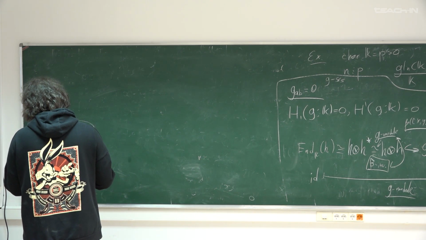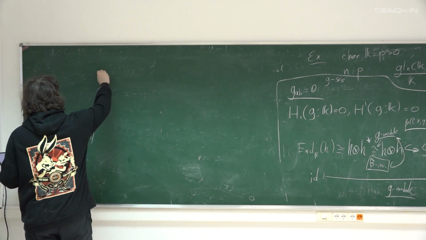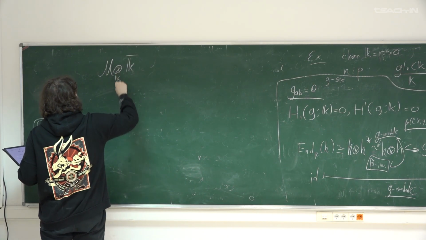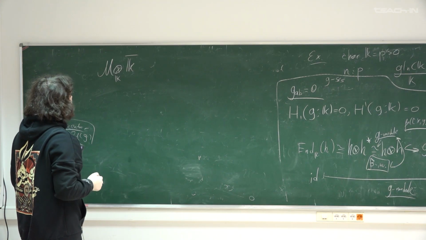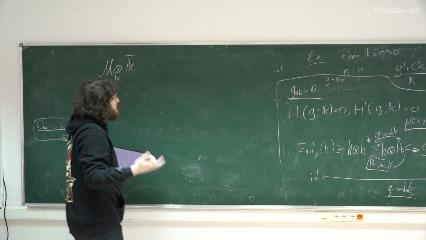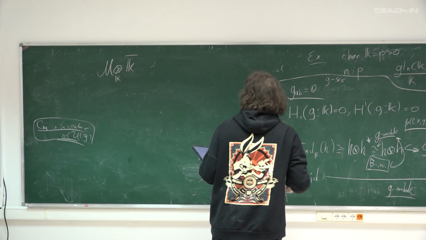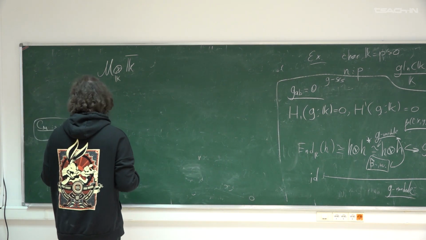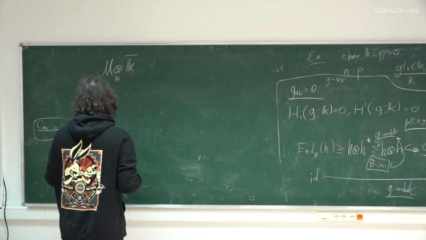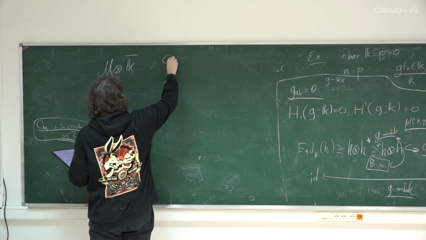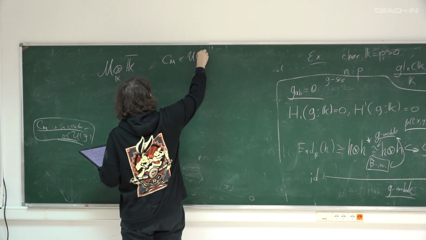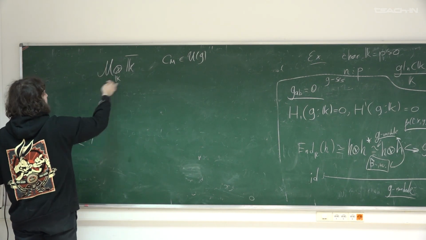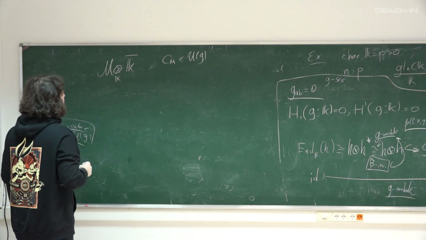Now, consider our module and extend our scalars by the algebraic closure of our field. We obtain the module over the algebraic closure of our field, the algebra over the algebraic closure and so on. It's also a G module. Now, Cm is some element of UG. My M is a UG module. So my Cm is an operator on this vector space over the algebraic closure.